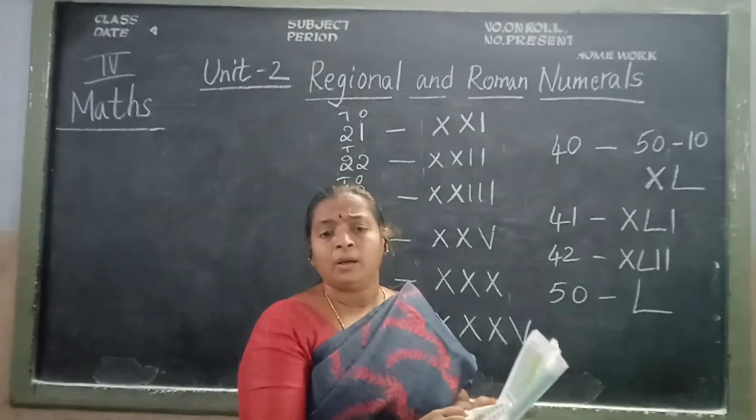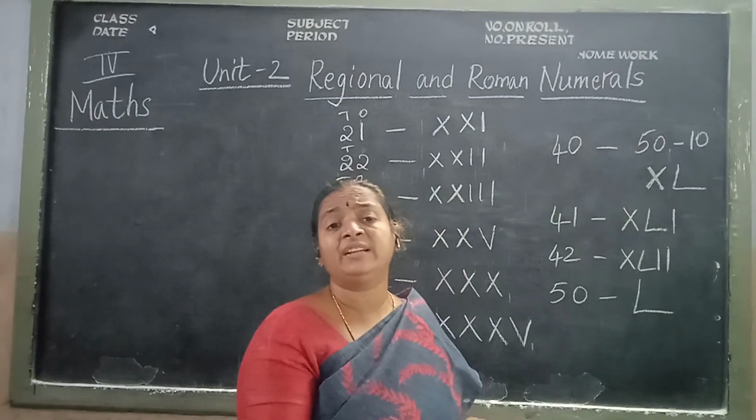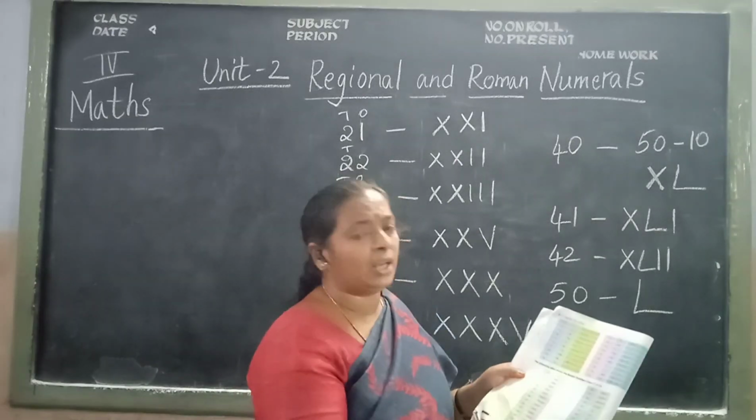See, children, those who have textbooks, go through pages 96, 97, 98. These columns you copy in your notes.